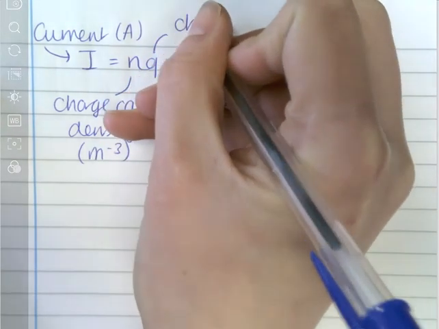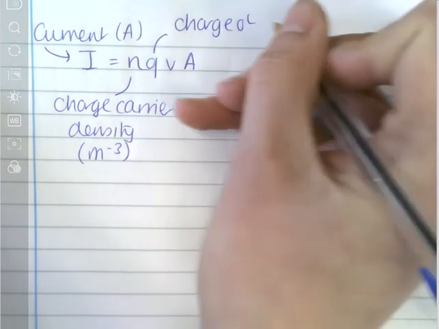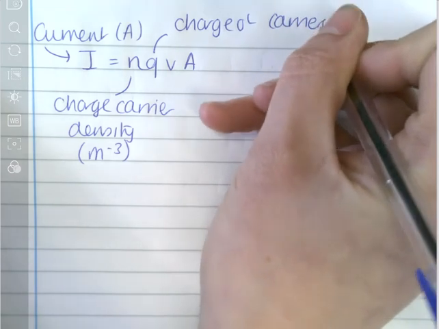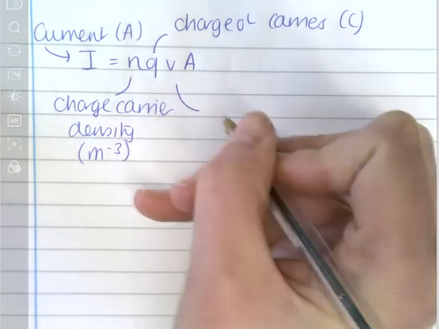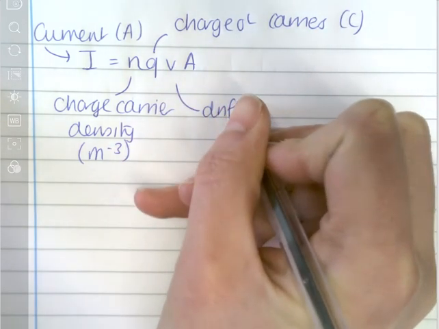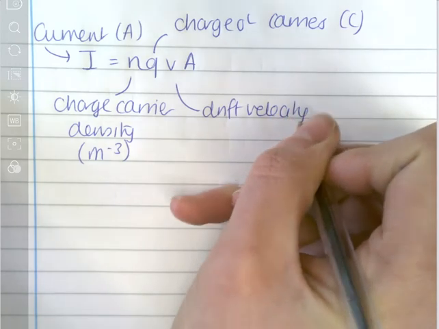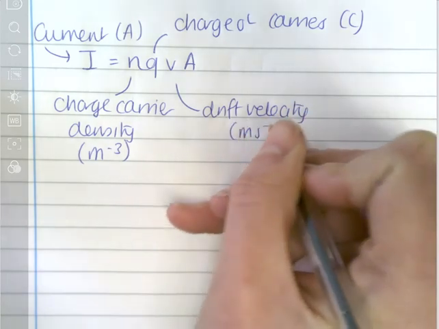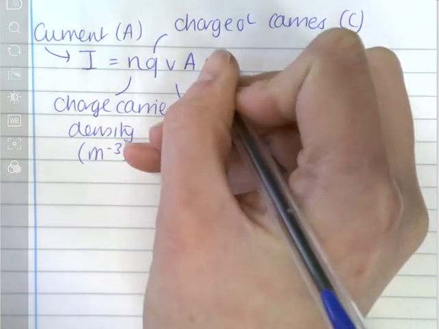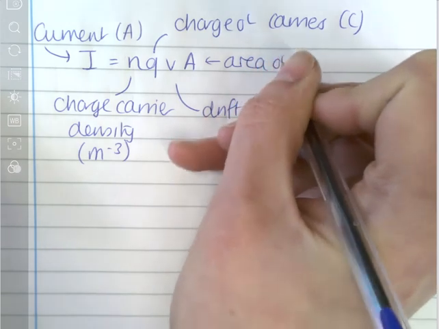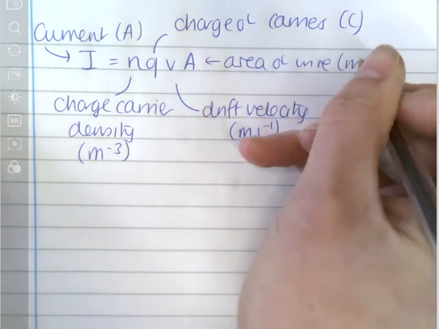Q is the charge of those carriers, and it's measured in coulombs. V is the drift velocity, it's the average speed of the electrons as they travel around the circuit, and it's measured in meters per second. And A is the cross-sectional area of the wire, and it's measured in meters squared.